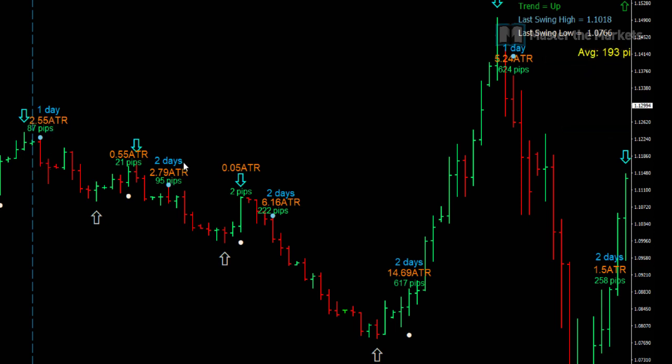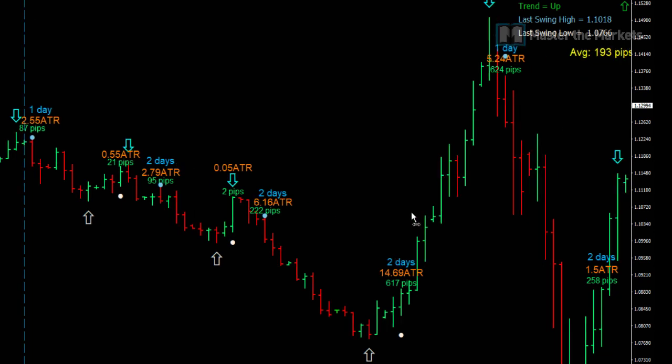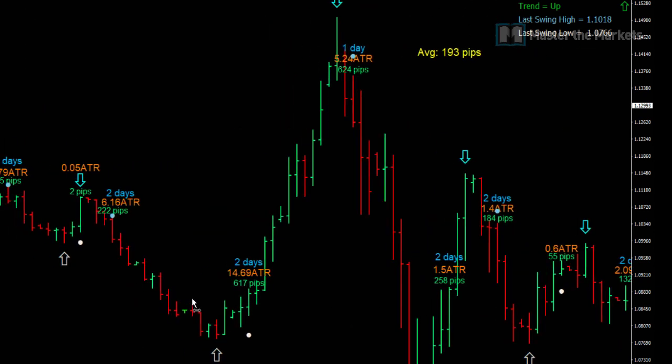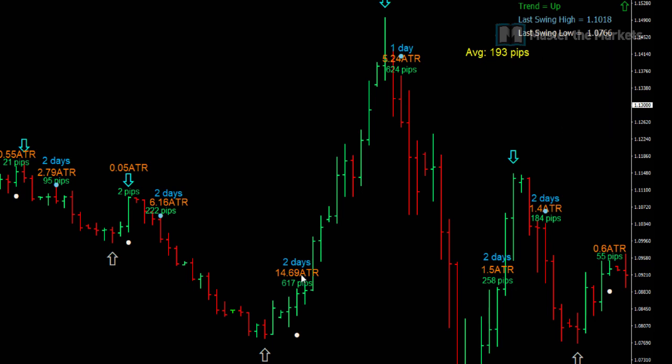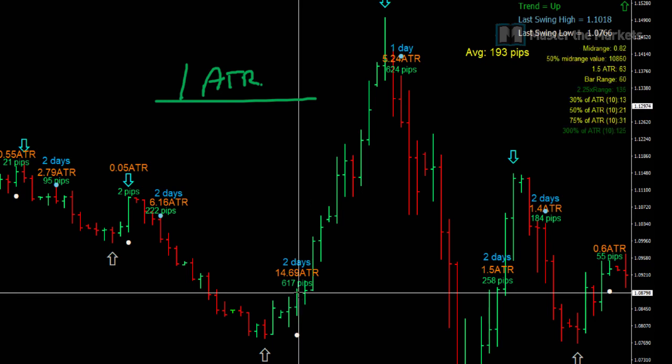This one has completed it within 2 days, 2 days, 2 days, 2 days. You see, what I'm explaining over here is, do not get confused. I'm not saying that it's completed 14.69 ATR within 2 days. I'm saying I'm keeping the distance constant here. We're only measuring it for one ATR. I'm going to show you how we're going to collect the data, which you guys can then go and research as well.